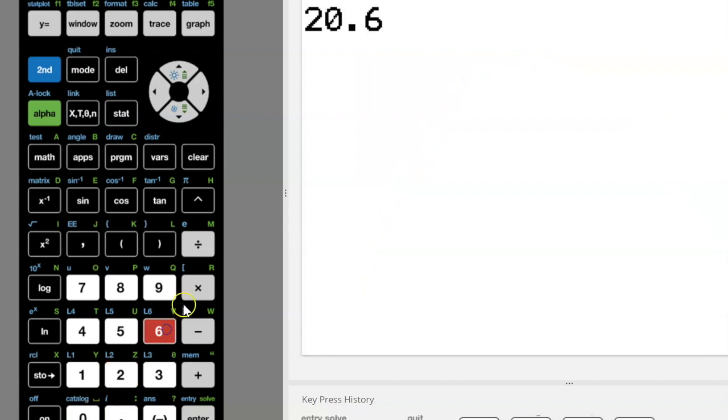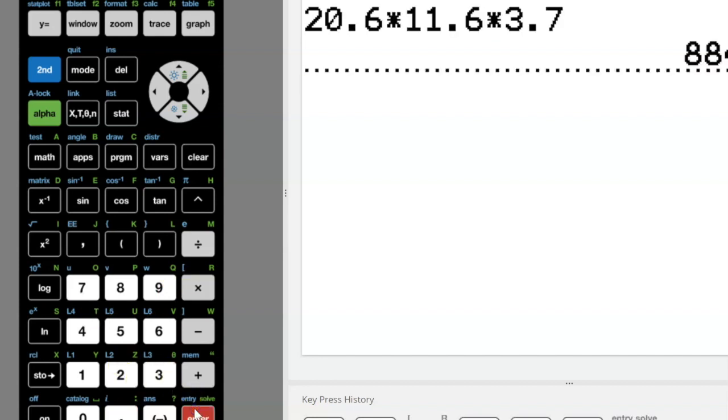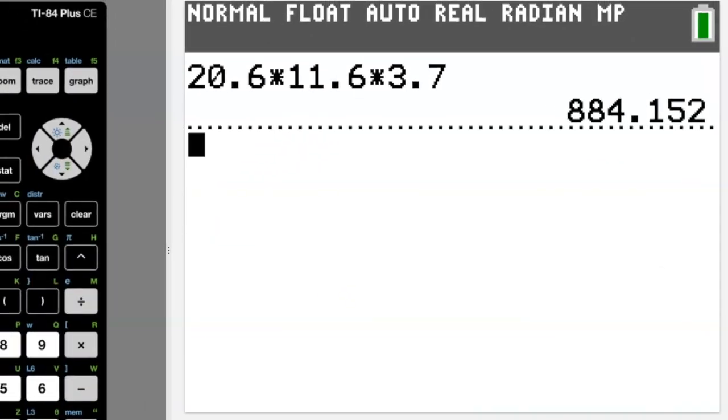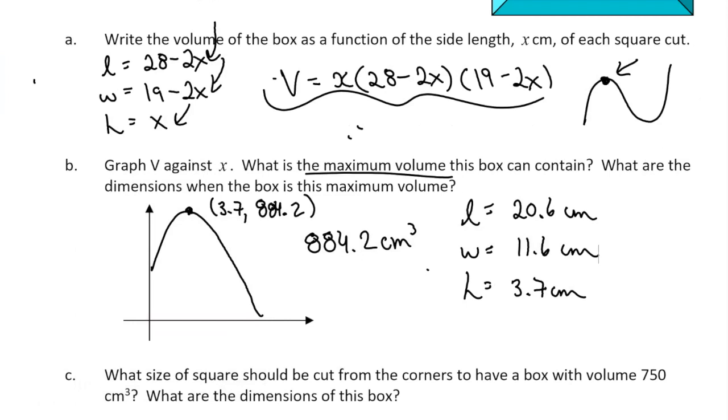So 20.6 times 11.6 times 3.7. And sure enough, when we do that, we get 884.152, and that's almost bang on with everything that we had. It might be slightly off from your exact value, but that's a pretty reasonable estimate in terms of what we're looking for. So I feel pretty good about how we answered that part.